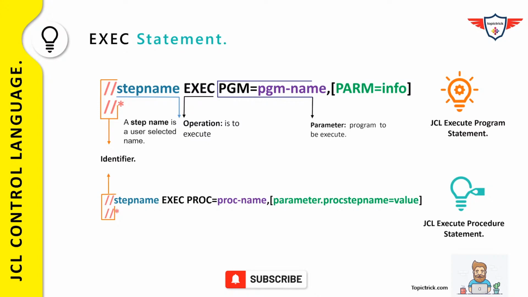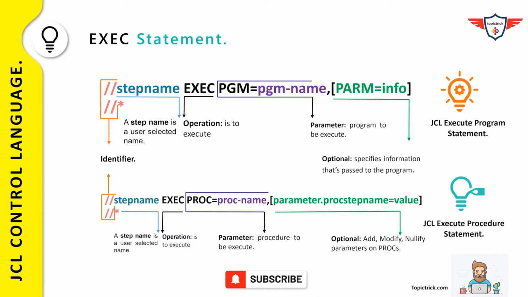Now let's look at a different variant of the execute statement, and this variant is generally used to execute a proc, and it could be your instream proc or catalog proc. That depends on the nature of the requirement or the way you are designing your JCL. In this case the syntax is almost the same. You have an identifier, then the step name, then the EXEC statement, and after that you have a positional parameter once again, and that is PROC equals, where you specify the proc name that you want to execute. In case you want to override the value of any parameter which is defined in your proc, then you can use the parameter, dot, the proc step name, followed by a value. In this way you can add, modify or nullify the parameters which are defined in your procedures or proc.